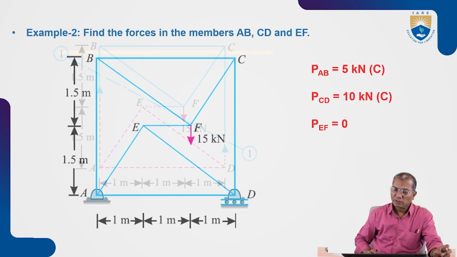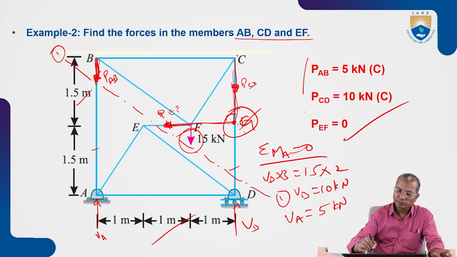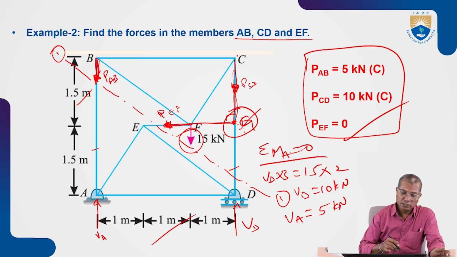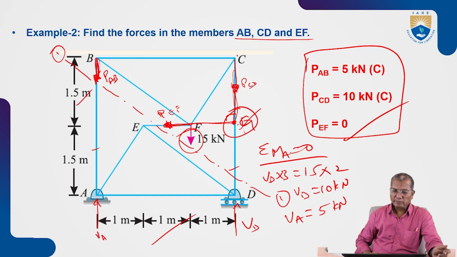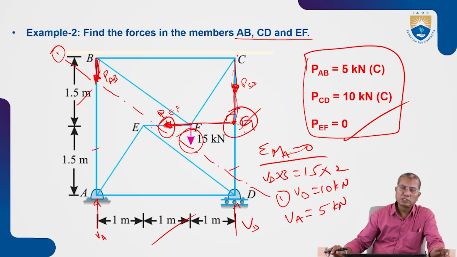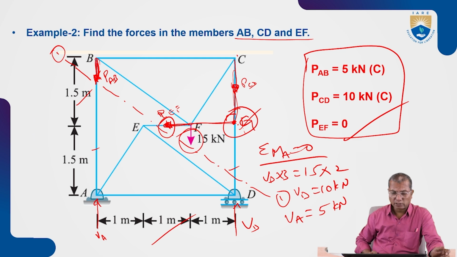That's how we can find the forces in any of the given members by using the method of sections. If you follow the method of joints, then you need to find the forces in all the members. Sometimes we are required to find the force in a particular member. In that case, we better follow the method of sections, not the method of joints.